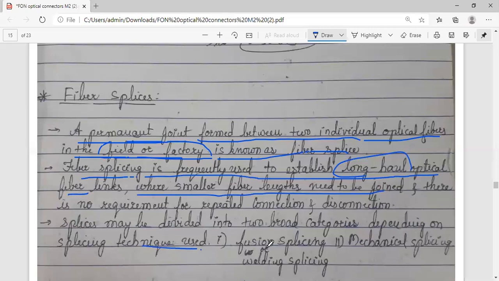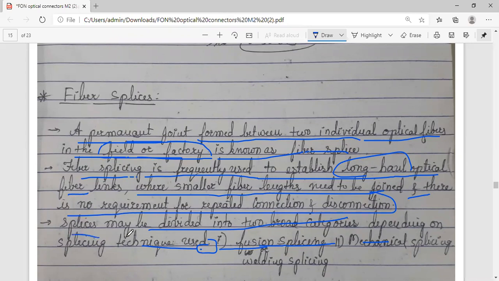If you have small optical fibers available, you can splice them and get a longer fiber. It is something like your water pipes. If you have small pipes, you can join them together. No doubt you go for permanent joints. Obviously, you use some solutions so that they never get detached. With the splicing technique, the smaller optical fibers can be joined together to make a longer one, and there is no requirement for repeated connection and disconnection. So this is about fiber splicing.